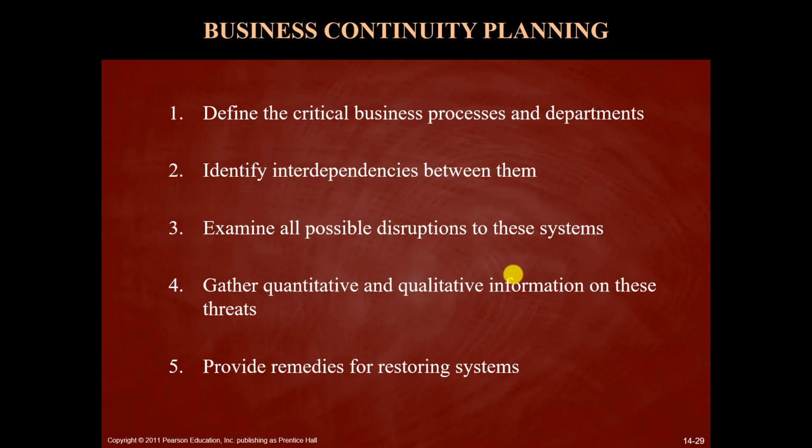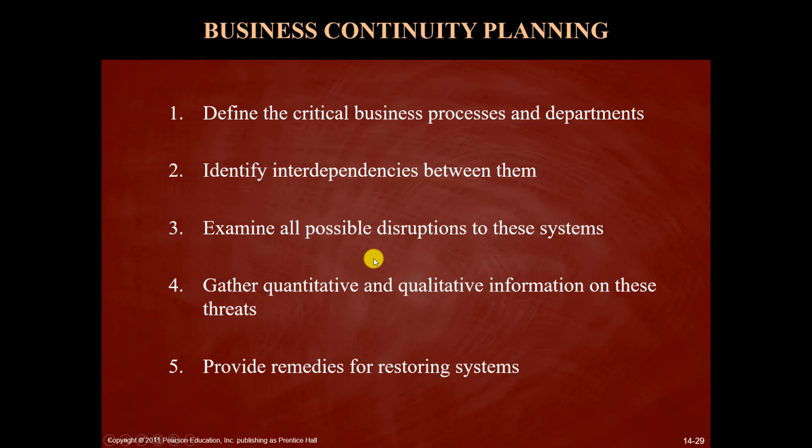So, some steps for business continuity planning. First of all, define the critical business processes and departments so that you understand what you're protecting and recovering from a disaster. Identify interdependencies between those business processes and departments. This will help you understand what consequences the loss of a particular process, department, or node within your organizational network may have on other processes because of those dependencies. It will be easier to understand that loss.